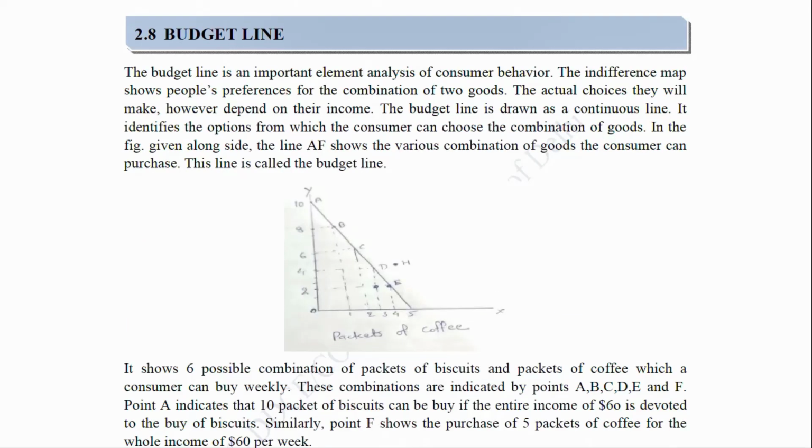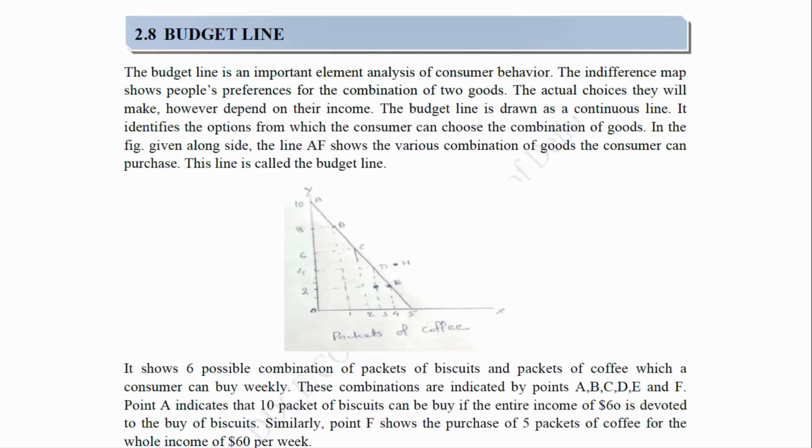2.8 Budget line. The budget line is an important element in the analysis of consumer behavior. The indifference map shows people's preferences for the combination of two goods. The actual choices they will make, however, depend on their income. The budget line is drawn as a continuous line. It identifies the options from which the consumer can choose the combination of goods.